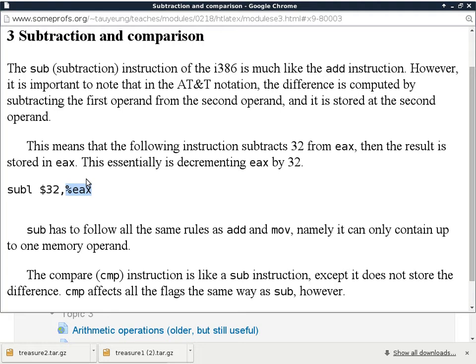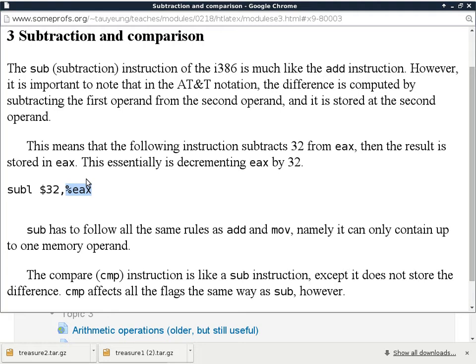So 32 as an immediate operand is still the source operand. EAX is still the destination operand to store the result of the subtraction. But the direction of the subtraction is we are subtracting the first operand from the second operand, and then we store it back into the second operand. Are there any questions about the subtraction instruction?